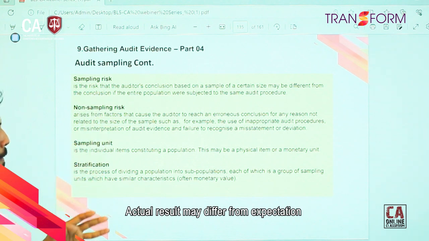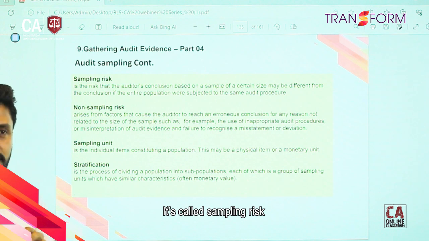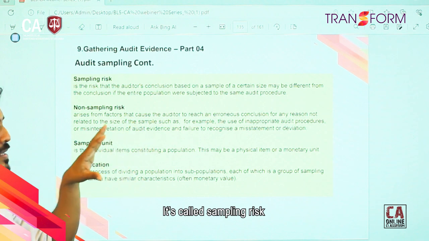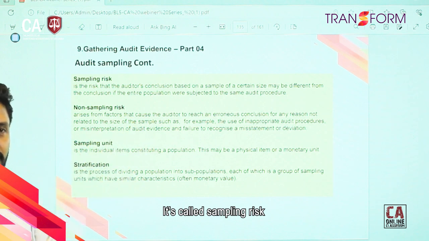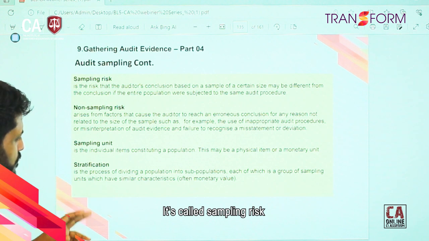And non-sampling risk: api sample ekak select karaganna eke waradi nevi, api ena conclusion eke waradi wenna puluwan. Api sample ekak hariyata select karala thiyena, api karana procedures wala waradi wenna puluwan. So then errors can happen not as a result of selecting the sample but for other reasons, that is called non-sampling risk, right. Sampling unit: sample එකක් තියෙනවා, population එක තියෙනවා, sample එකට represent වෙන items වලට අපි sampling unit කියලා කියනවා, right.